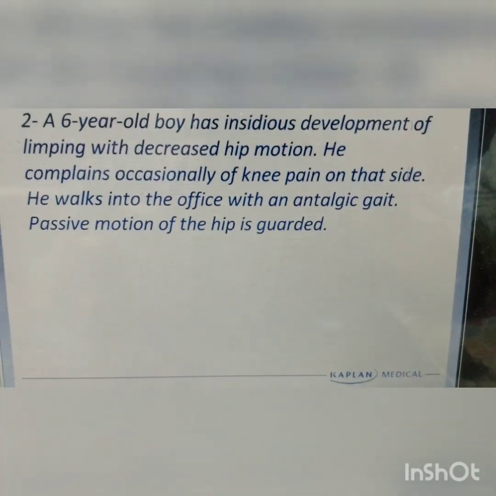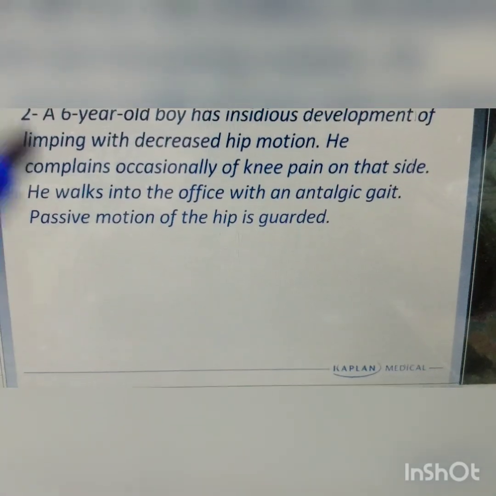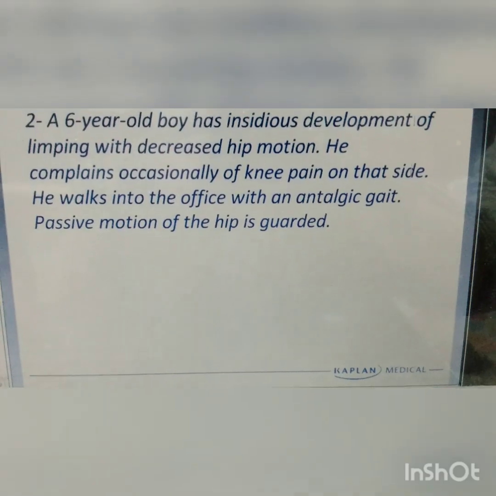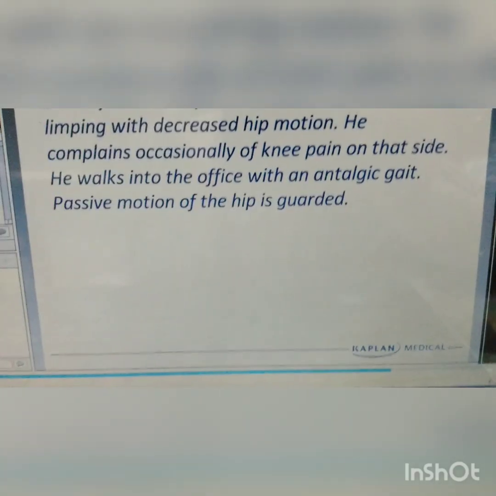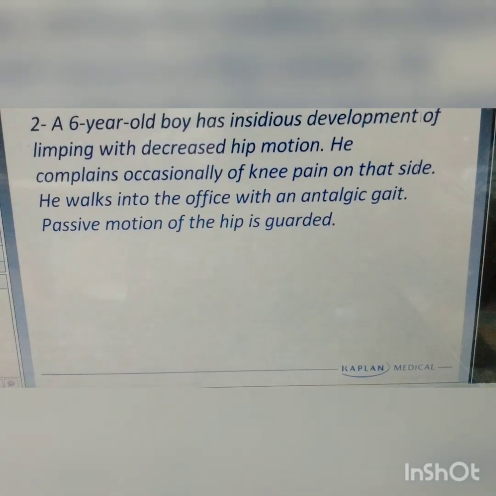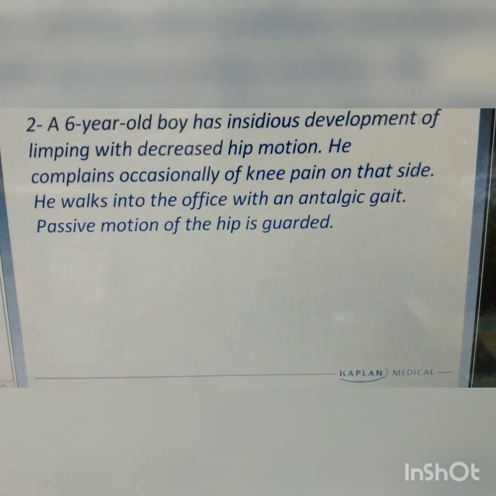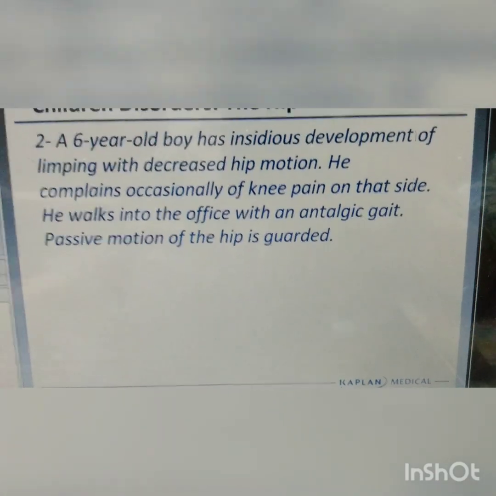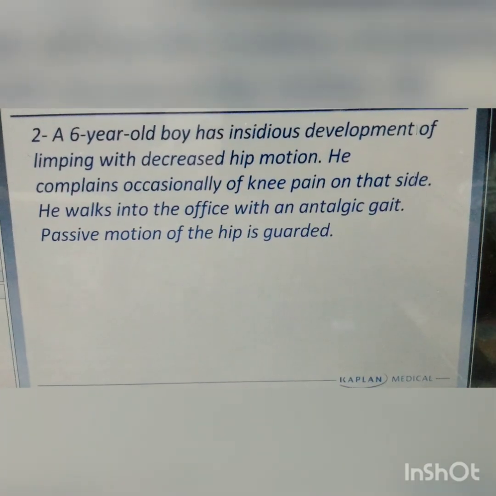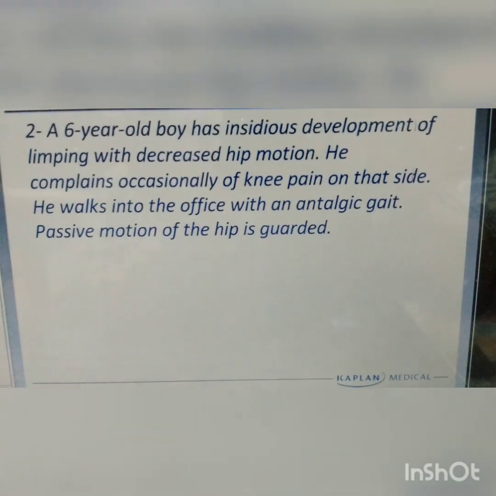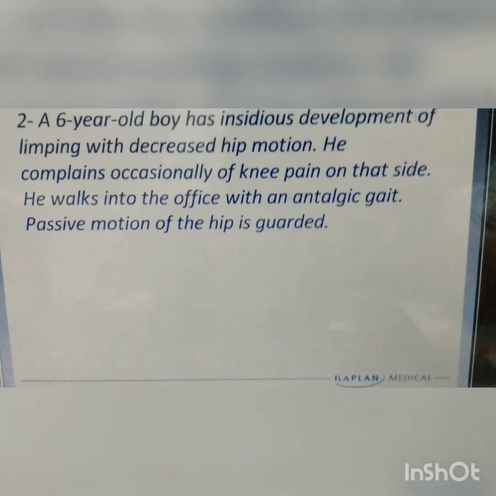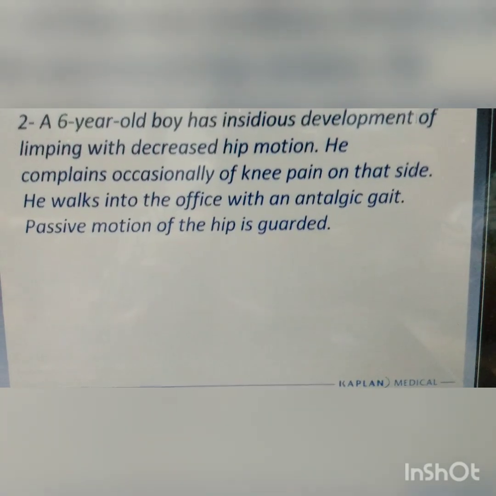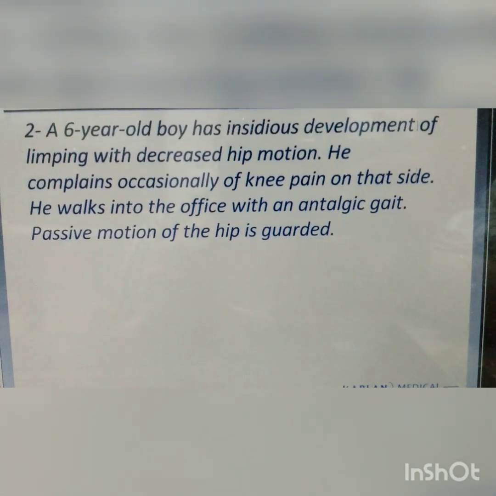So there is a 6-year-old boy, the child is in the first decade, okay? And he has insidious development of limping. Limping signifies that if a child limps, this means that the child probably has pain on that side of the limb. That is why he is limping. And when someone has pain, the person walks in an antalgic gait, okay? And there is decreased hip motion. So until here we see that something can be wrong. Osteomyelitis can occur in this age group, or some dislocation might have occurred.